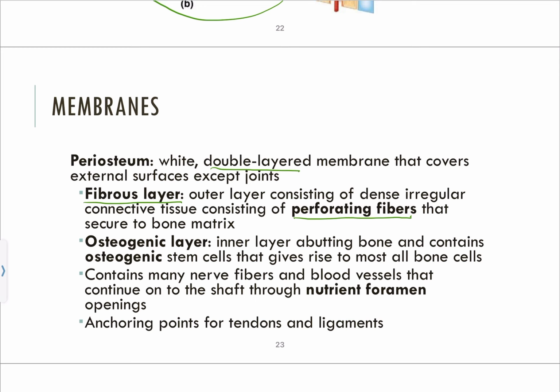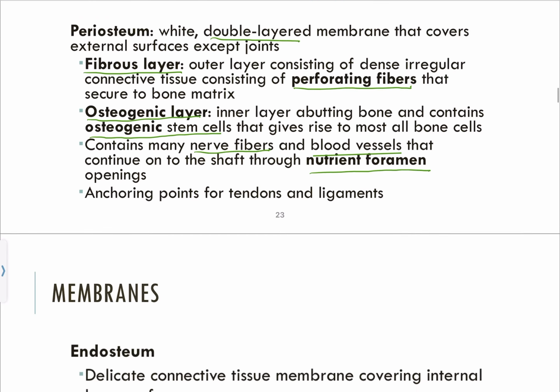The inner layer of the periosteum is called the osteogenic layer because it contains what we call osteogenic stem cells, so basically bone cells that can give rise to other types of bone cells. We're also going to see these little holes that we call nutrient foramens. And what these holes or nutrient foramens are is they're pathways for nerve fibers and blood vessels as well. And the periosteum can also provide anchoring points for tendons and ligaments.